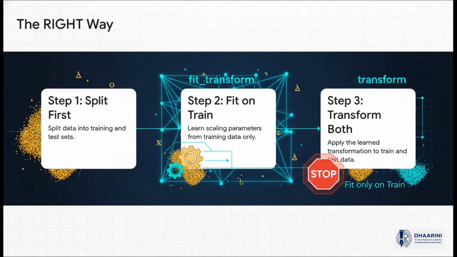And here's what that looks like in a professional workflow. Step 1, always, is split your data. No exceptions. Step 2, you use fit transform, but only on the training set. That function is great. It learns the rules and applies them in one step. But then, and this is the key, for step 3, on the test set, you only use transform. You are applying the rules you already learned. This guarantees zero information from the test set ever contaminates your model.